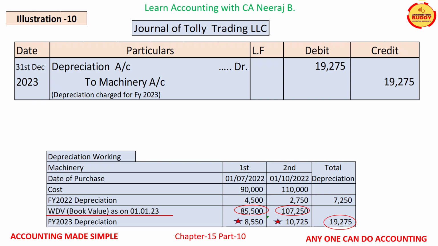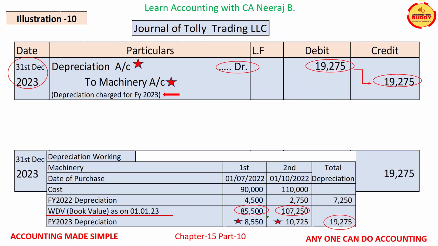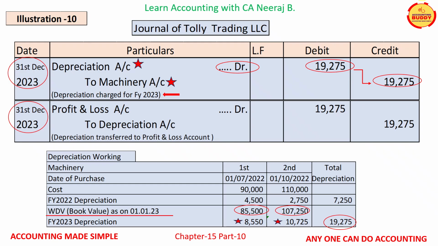Entry will be passed on 31st December 2023 by debiting the depreciation account and crediting the machinery account for $19,275 and by writing the proper narration for the entry. On 31st December 2023, the depreciation amount of $19,275 for the financial year 2023 will be transferred to the profit and loss account by passing the entry by debiting the profit and loss account and crediting the depreciation account for $19,275 and by writing the proper narration for the entry.